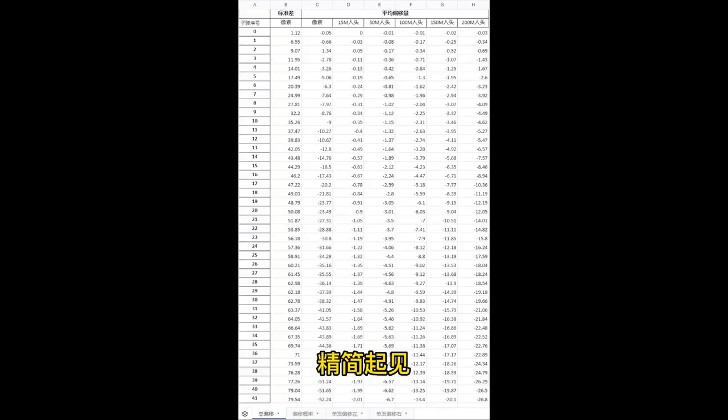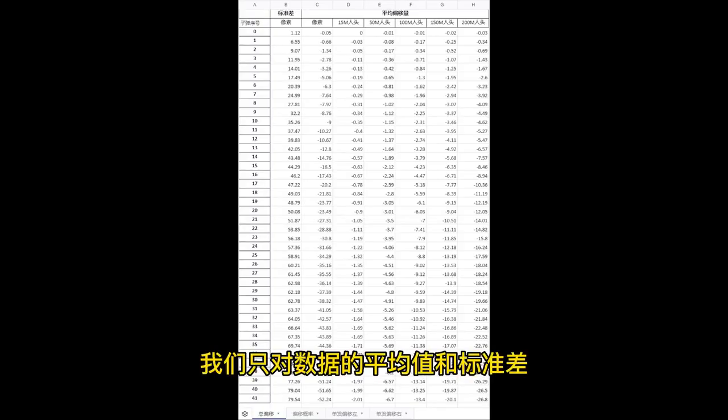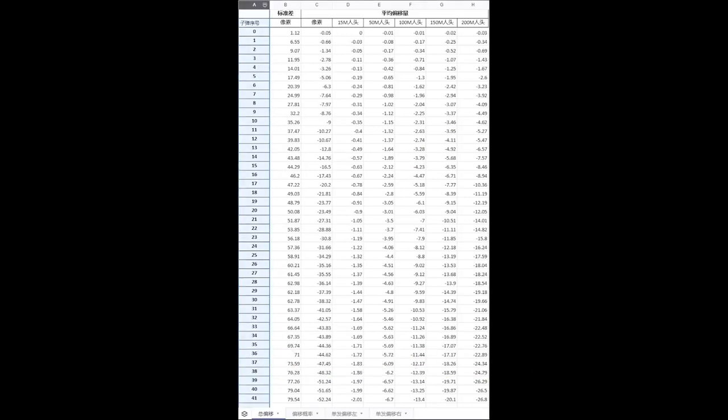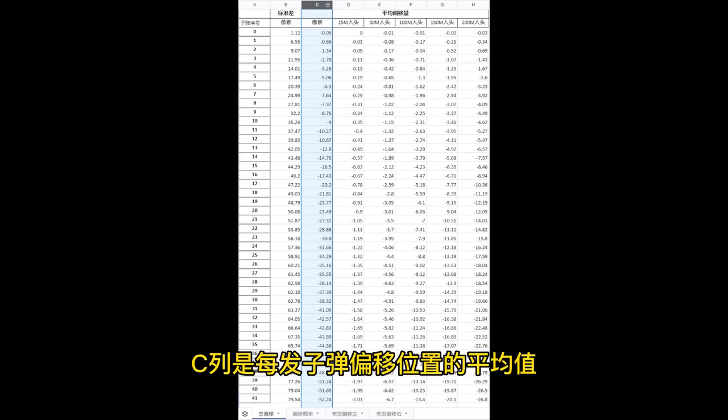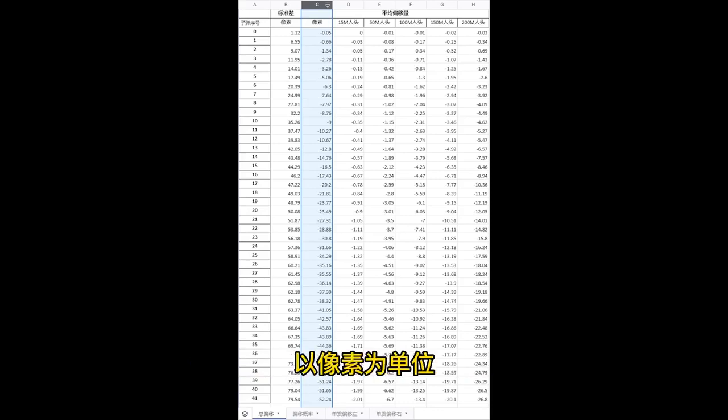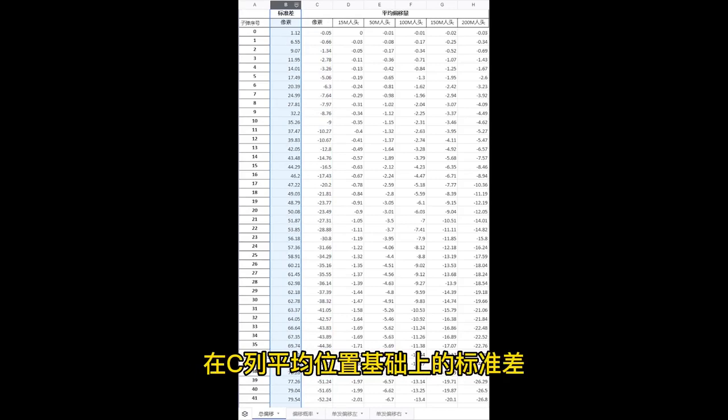For the sake of simplicity, I'll only statistically analyze the mean and standard deviation of the data. Column A is the serial number of the bullet. Column C is the average offset of each bullet, measured in pixels. Column B is the standard deviation of each bullet's position from the average in column C.